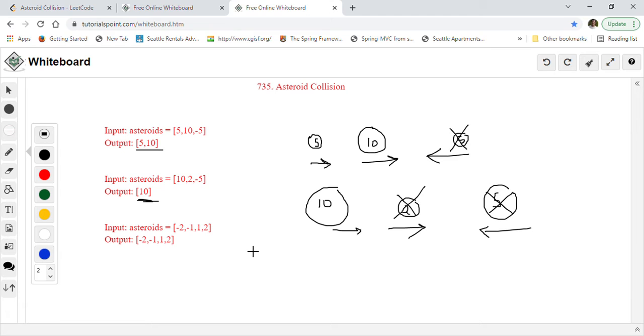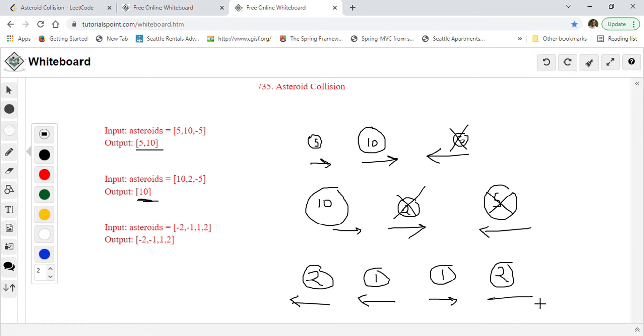So let's go with another test case. They have given us this one example: -2 -1, 1 2. Let's draw one more image here. So this is -2, this is -1, and then 1 and 2. Now the first two are going to the left side, and the last two are going to the right side.